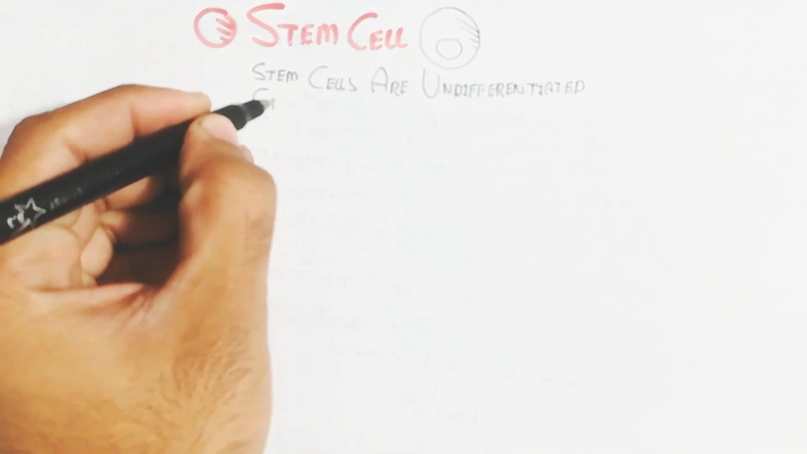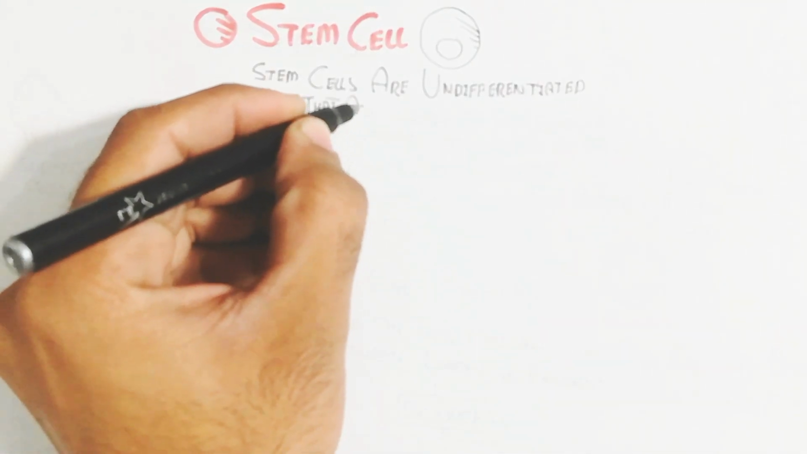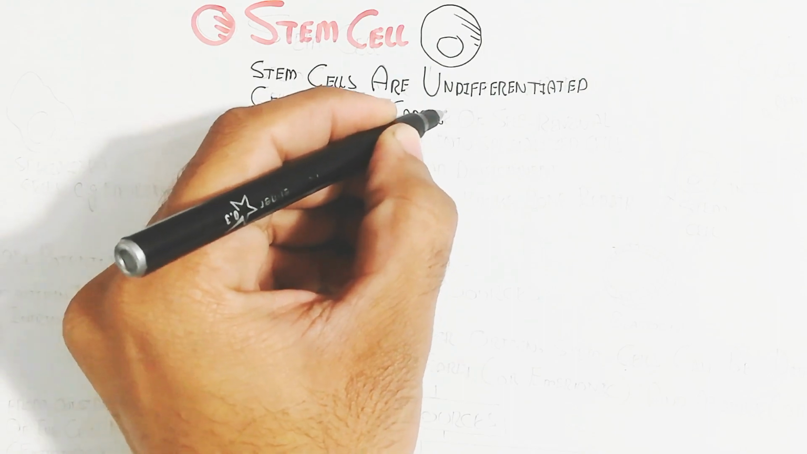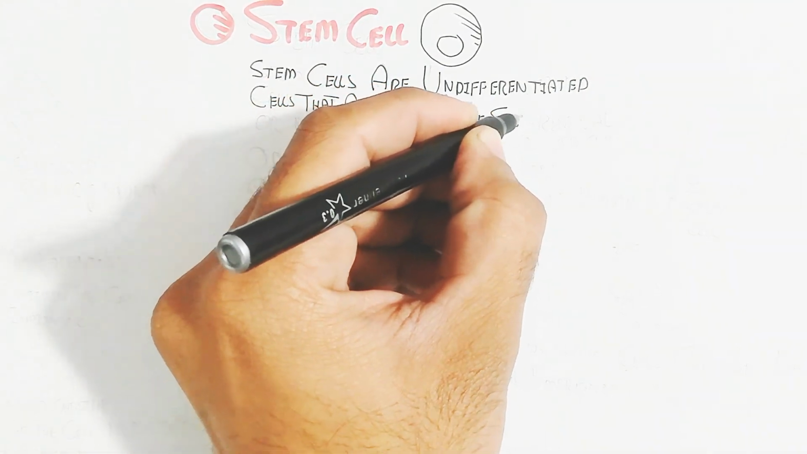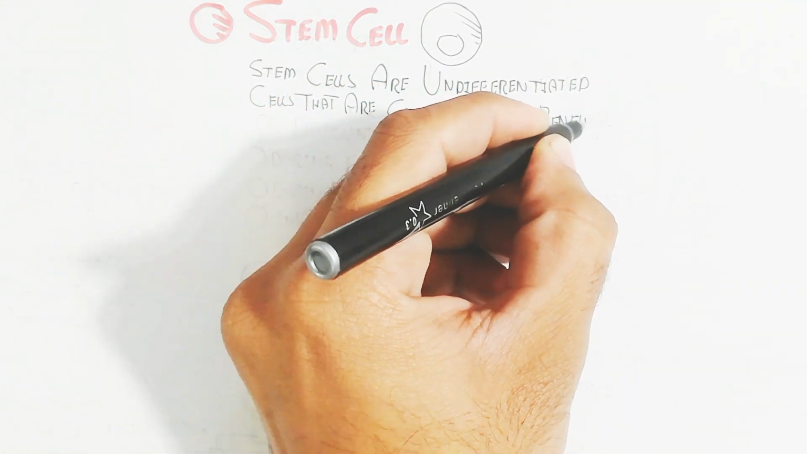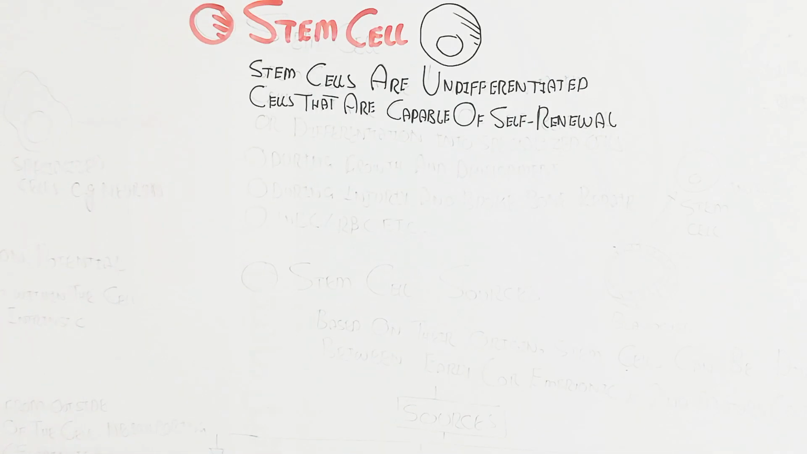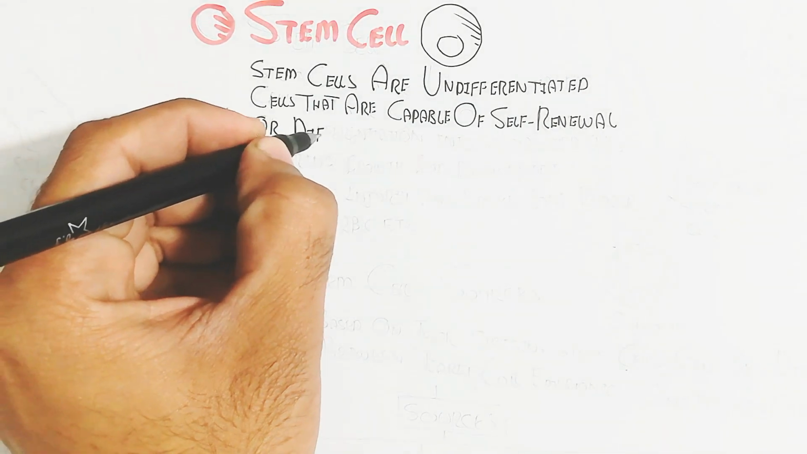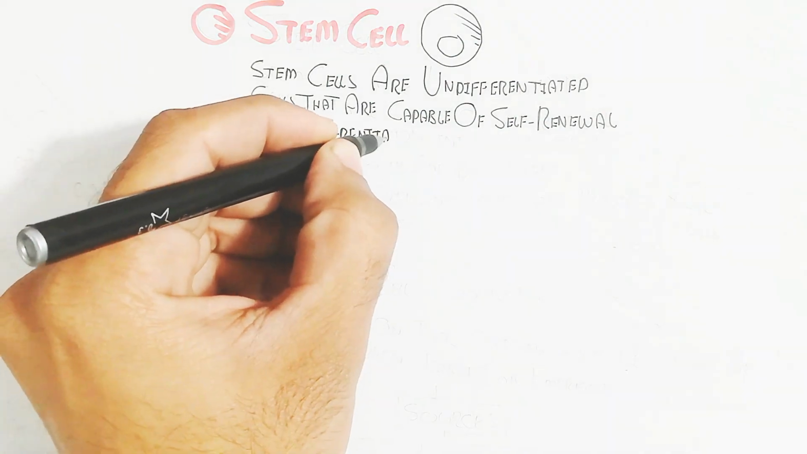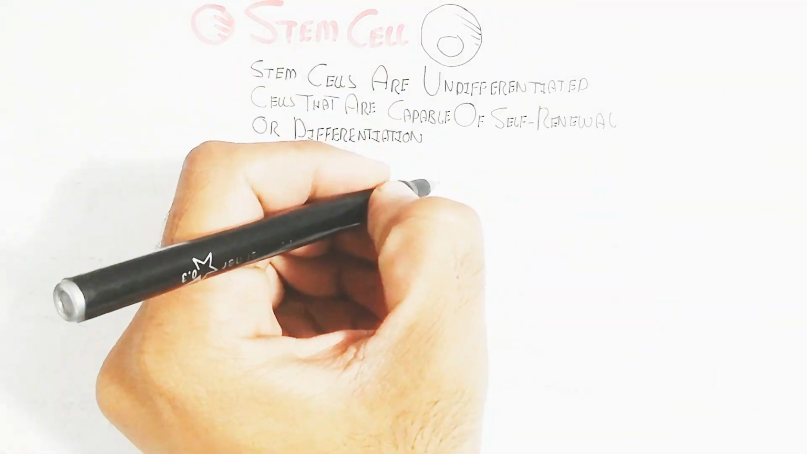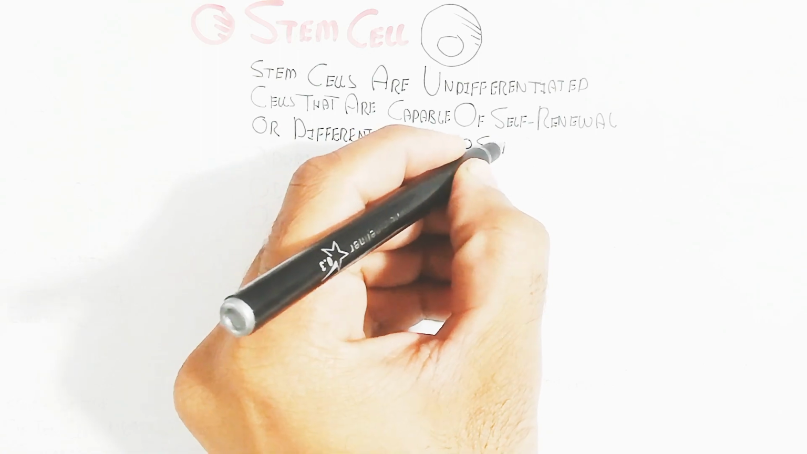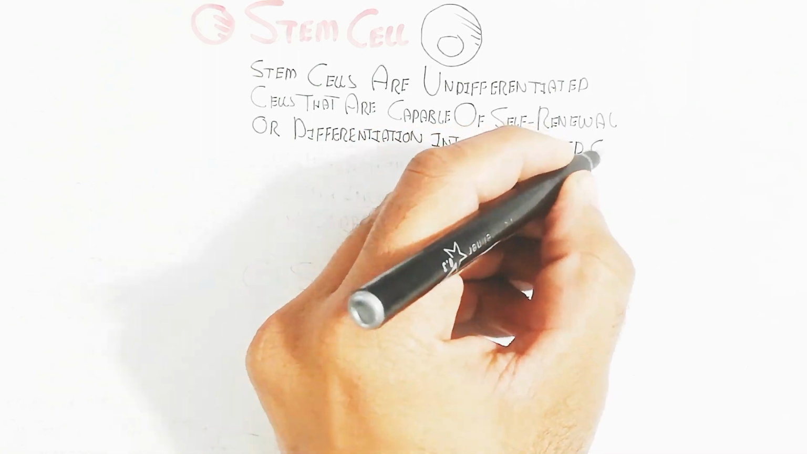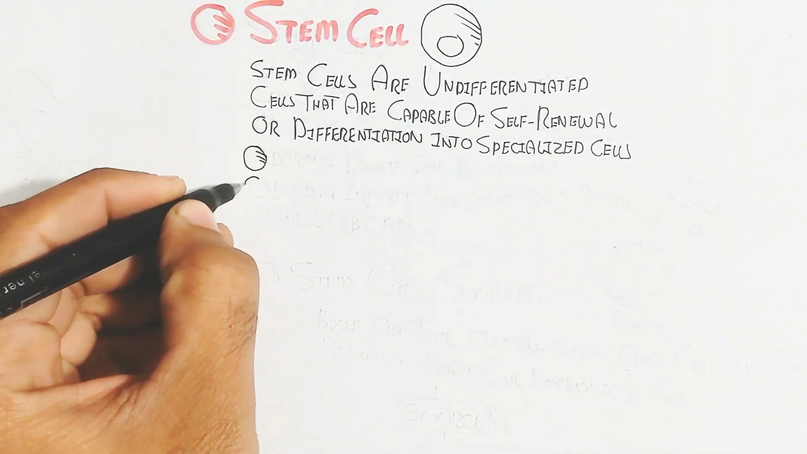The stem cells are undifferentiated cells. It means they are the same and capable of self-renewal. So it can renew itself through mitosis or differentiate into a specialized cell, which is known as differentiation, and form a specific cell with regard to the function and the structure.